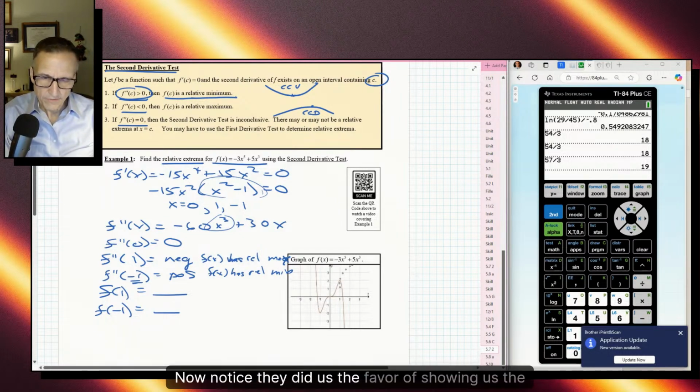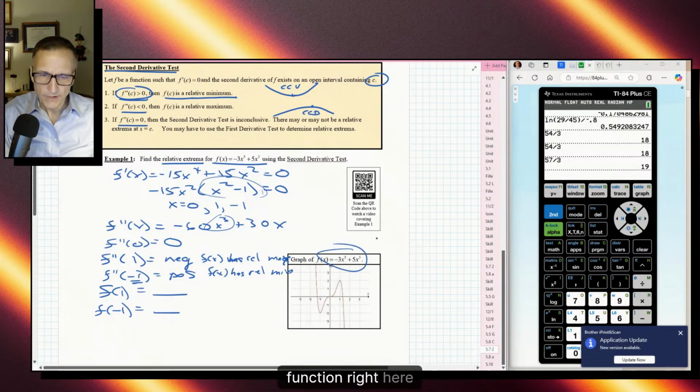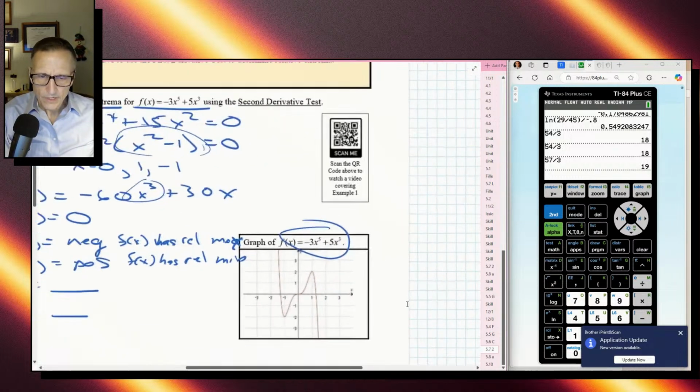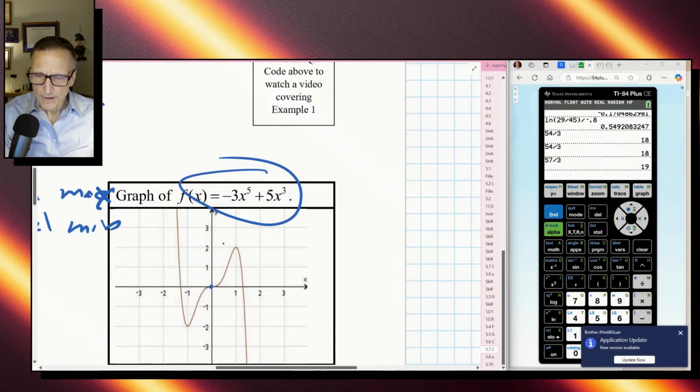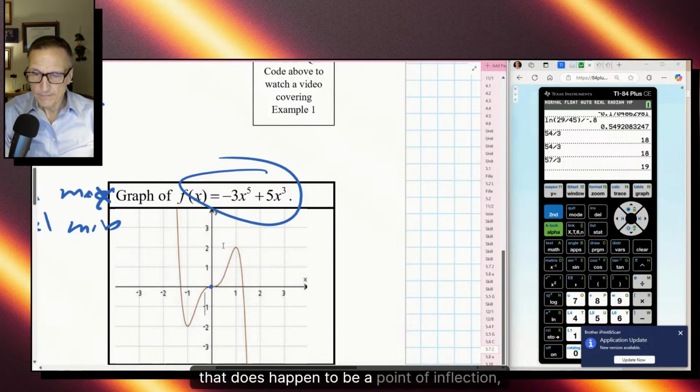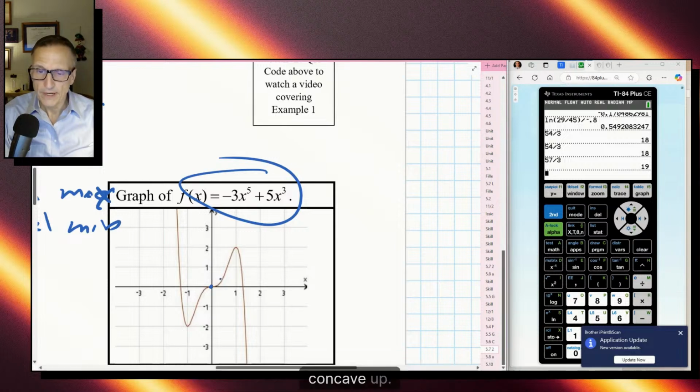Now notice they did us the favor of showing us the function right here, so you can see what's going on. This is why it was inconclusive at x equals 0. That does happen to be a point of inflection, doesn't it? Because it was concave down followed by concave up. So it is a point of inflection.